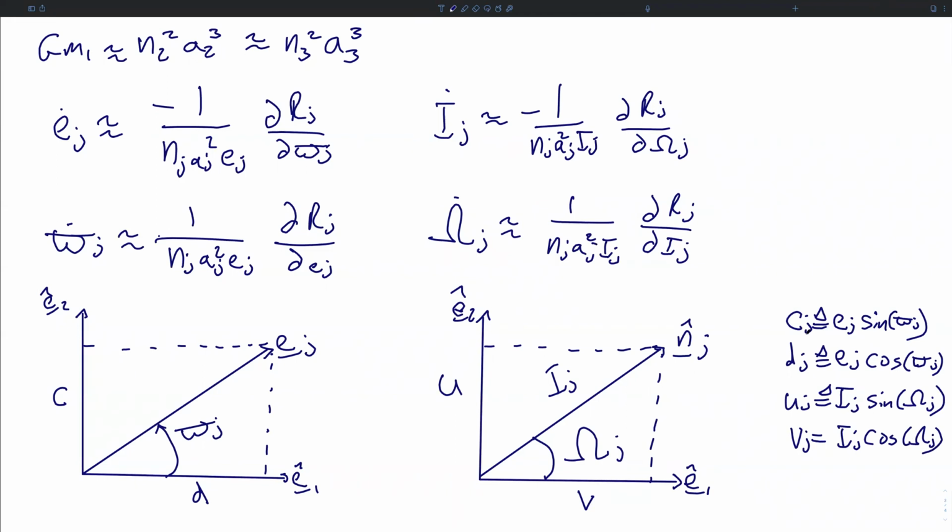C sub j is the eccentricity of body j times the sine of its longitude of periapsis. D sub j is the eccentricity of body j times the cosine of its longitude of periapsis. And similarly, U sub j is the inclination of body j times the sine of its longitude of the ascending node. And V sub j is the inclination times the cosine of its longitude of the ascending node. We have now removed the singularities inherent in these differential expressions.